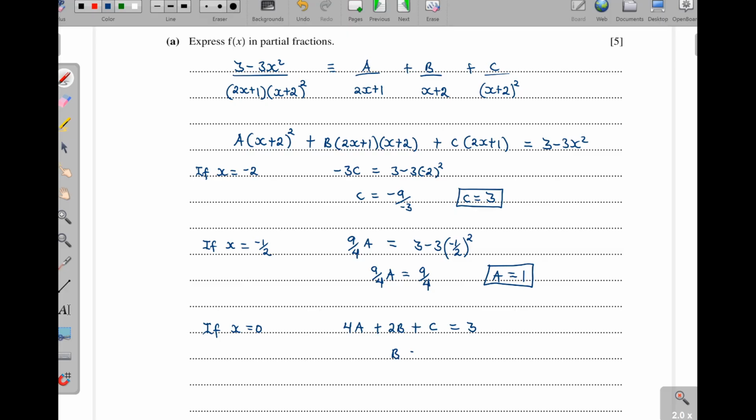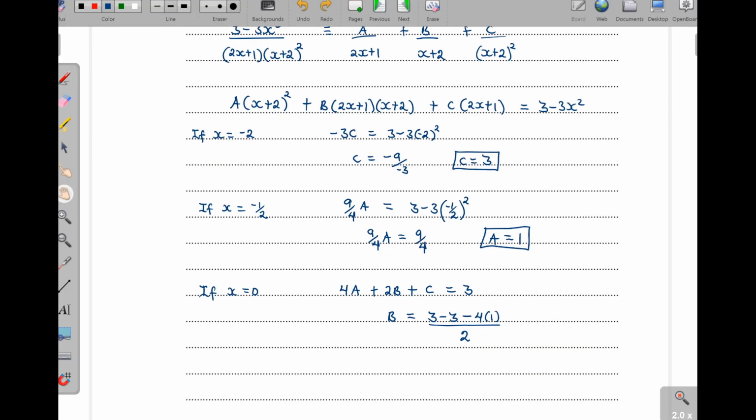Remember, we are looking for the value of b. So here 3, then our c is also 3, then 4a, then minus 4 times our a is 1. Then we divide by 2, because this b was multiplied by 2. So negative 4 divided by 2, what do you get? Negative 2? Yes, so b is going to be equal to negative 2.